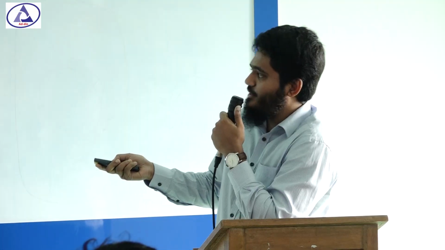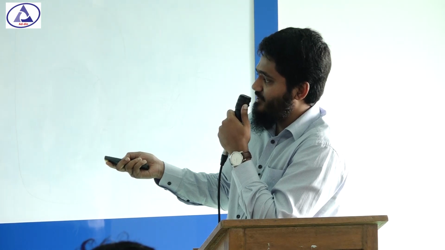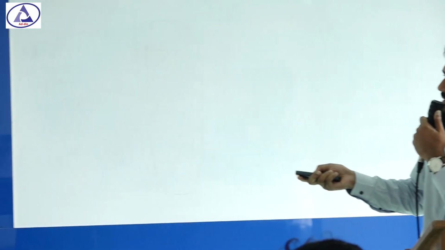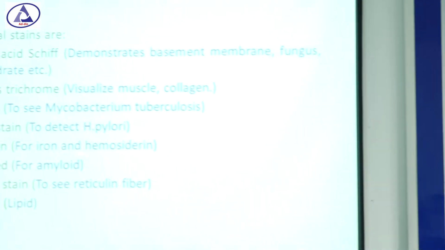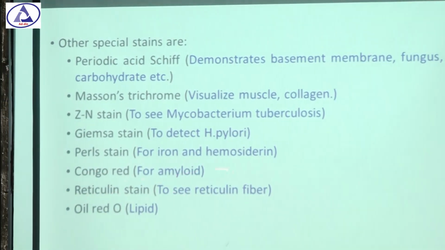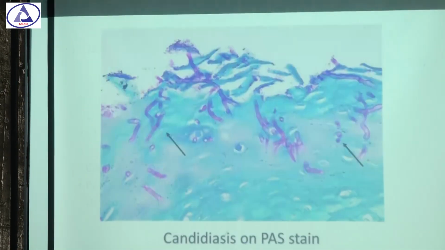This is an H&E stain. But the H&E stain is not enough. In some instances, we need to do special stains. There are many special stains like periodic acid Schiff stain, Masson's trichrome, Ziehl-Neelsen stain, which is needed to see the Mycobacterium tuberculosis, the Giemsa stain to detect H. pylori, Perl's stain to detect iron hemosiderin, Congo red for amyloid, etc.